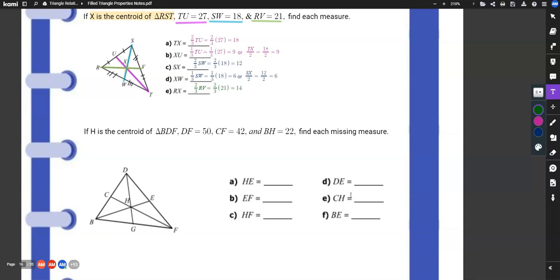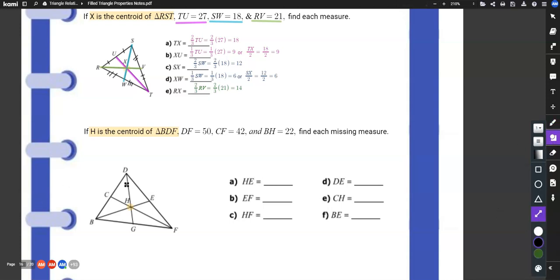For this last set, we are going to be mixing that information from both of the previous two problems. So the first thing it tells us is that H is the centroid of triangle BDF. So again, I'm going to highlight that statement, and then I'm going to highlight the centroid. And since it is a centroid, that means each of these segments goes from a vertex to a midpoint.